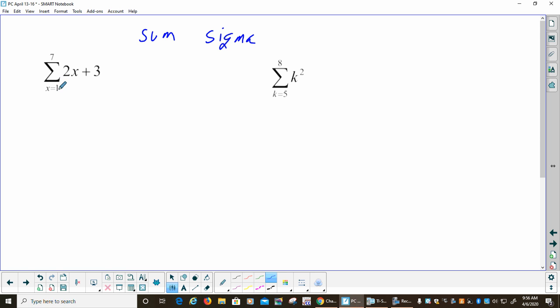Sigma. It means sum. It's spelled S-I-G-M-A. Sigma. Okay? It means sum. This is the number you start with. This is the number you end with. And this is the pattern that you follow. Explaining that a little bit more.